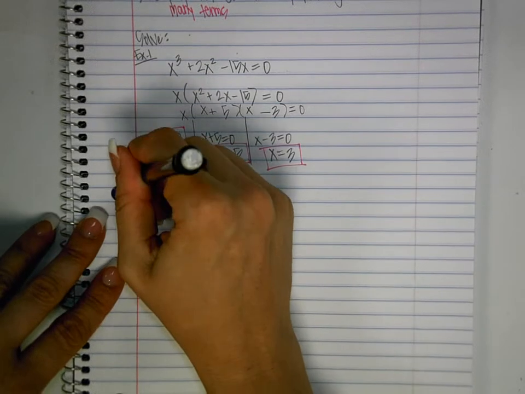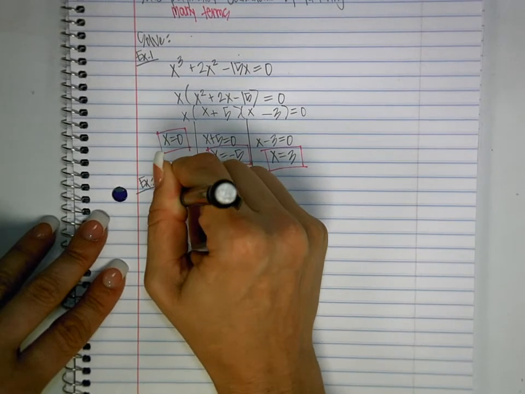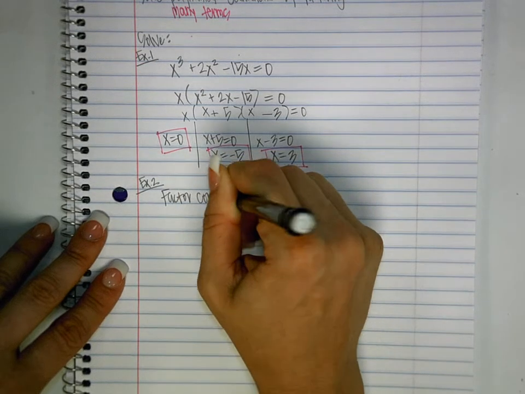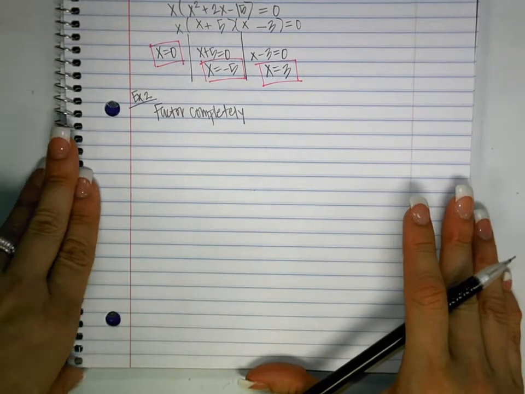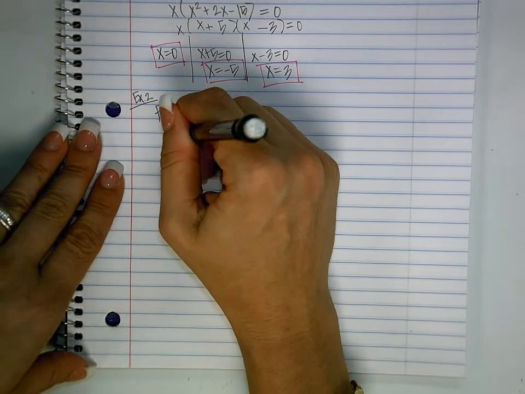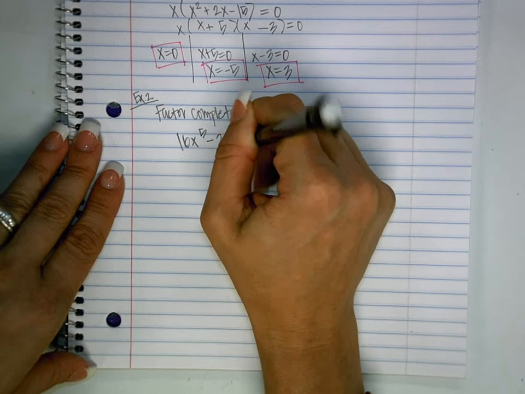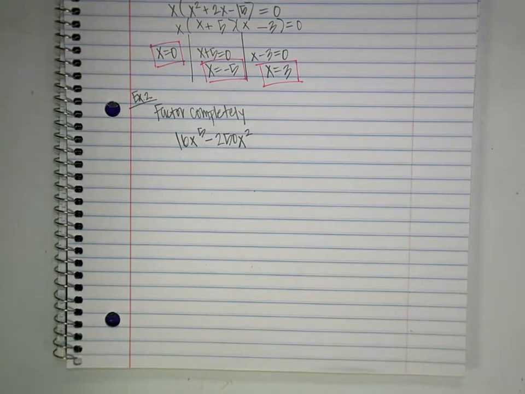Okay, let's try another one. For number 2, I just want you to factor completely. If I give you the expression 16x to the 5th minus 250x squared.